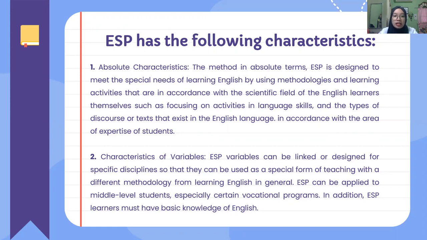Then the characteristics of variables. ESP variables can be linked or designed for specific disciplines so that they can be used as a special form of teaching with a different methodology from learning English in general. ESP can be applied to middle-level students, especially certain vocational programs. In addition, an ESP learner must have basic knowledge of English.